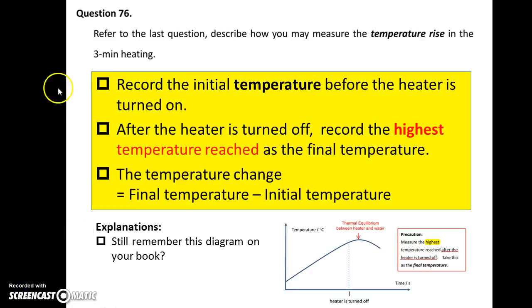Lastly, question 76. How can we measure the temperature rise? We record the initial temperature before the heater is turned on. After the heater is turned off, we record the highest temperature reached as the final temperature. The difference of the two temperatures is the temperature change.